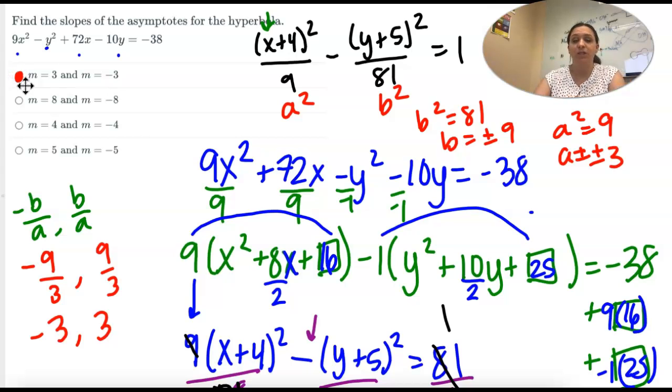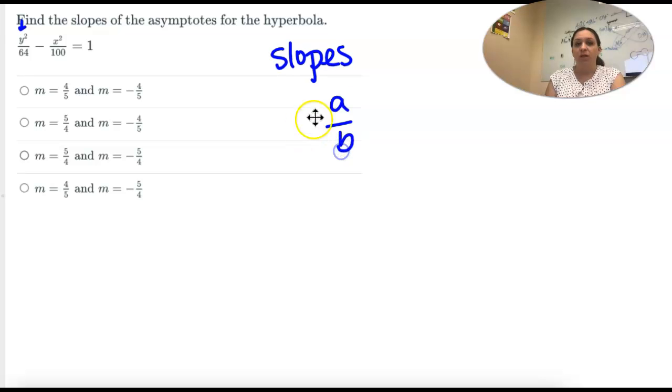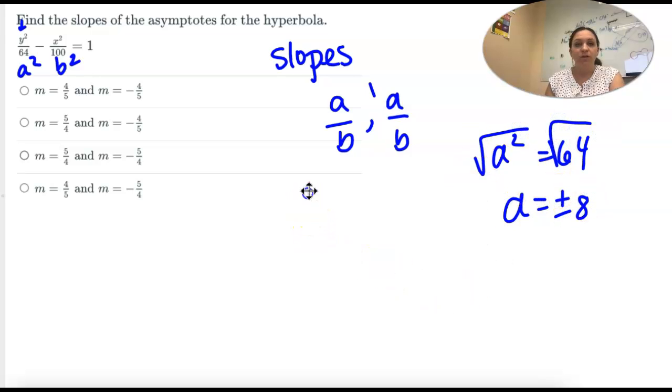Okay, it's a lot of work to complete the square. Hopefully you just have a couple of those. When you already have it in this form and you just have to find the slopes, it's not that bad. So this time y squared comes first. That means our slopes are a over b positive and a over b negative. And then a squared always comes first when we have the hyperbola. So a is plus or minus 8. You get that from taking the square root.